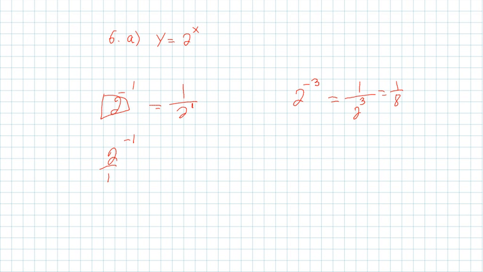So that means if I have 2 to the power of 0, with no folds, I'm going to get 1. If I have 1 fold, I'm going to get 2. If I have 2 folds, I'm going to get 4.